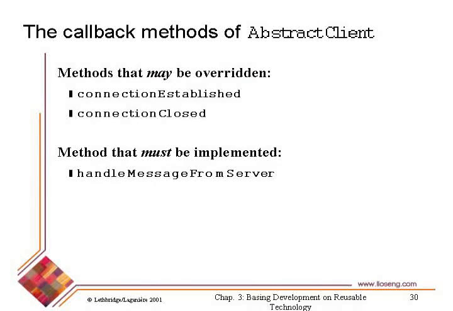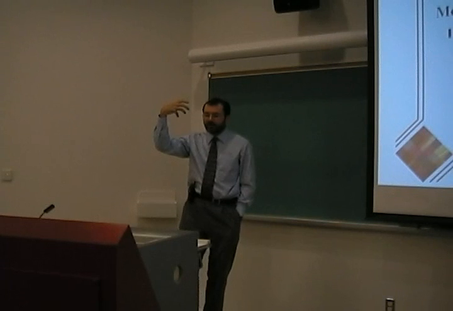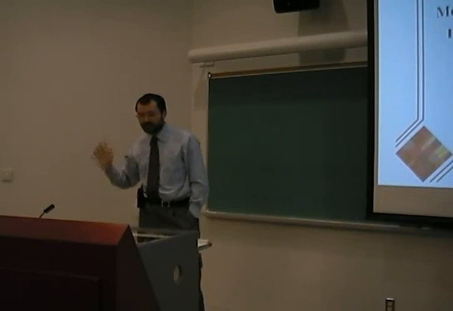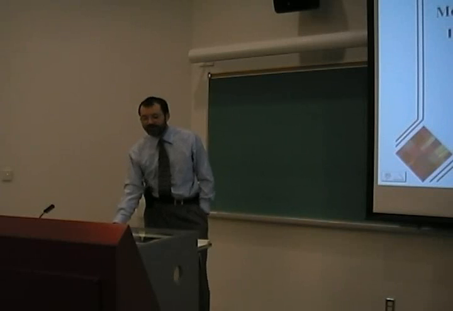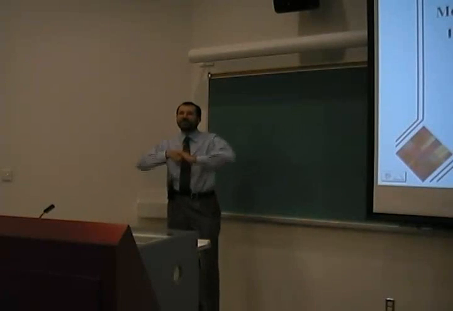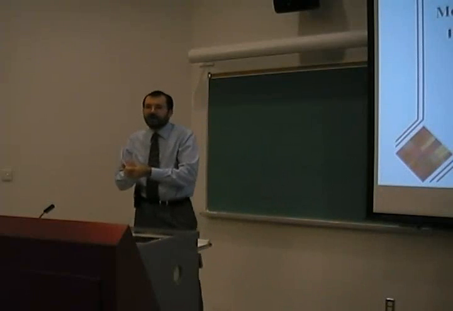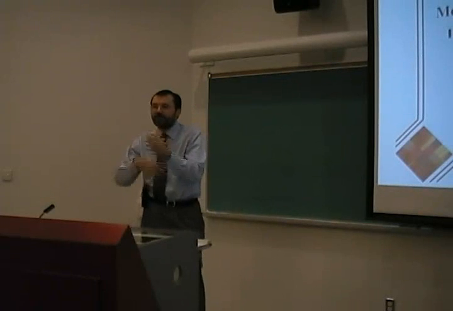So these first two methods, connection established and connection closed, are hooks. And the method that must be implemented is the slot. Okay, that's the term we use. So a hook is something which is implemented. There is a concrete implementation in abstract client, but it does nothing. It just returns immediately without any execution at all. Connection established and connection closed, what do they do? Well, connection established is called by some code in abstract client, in the run method, in fact.